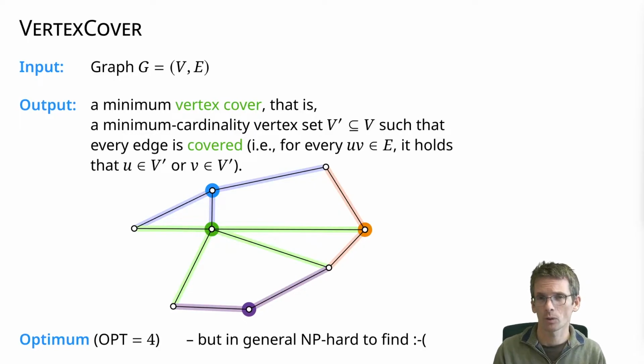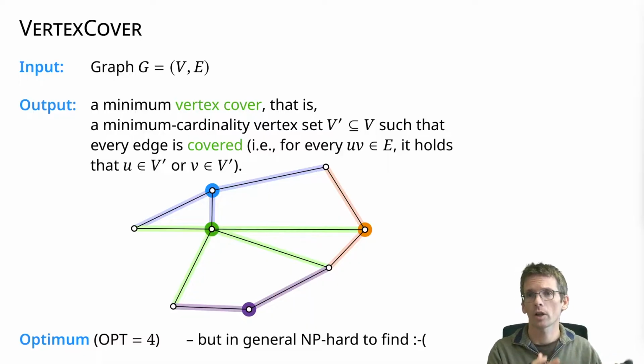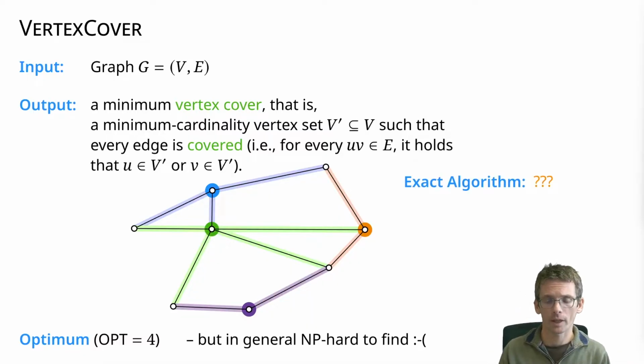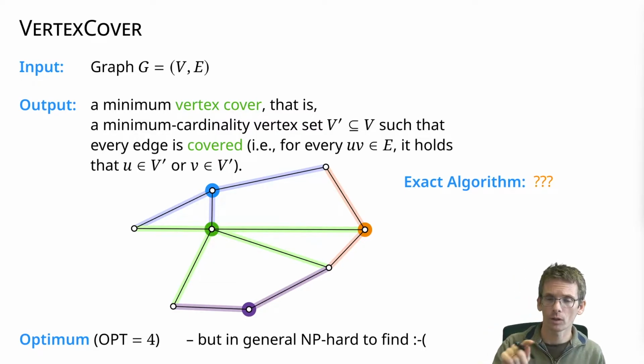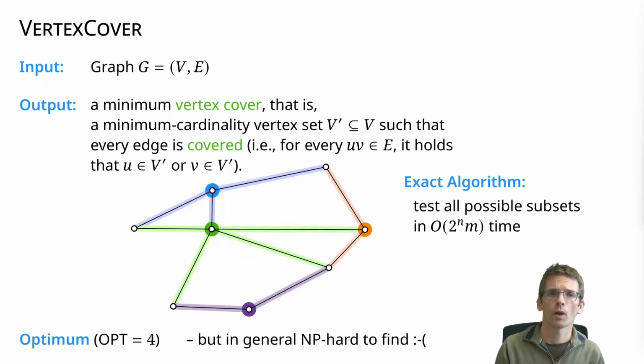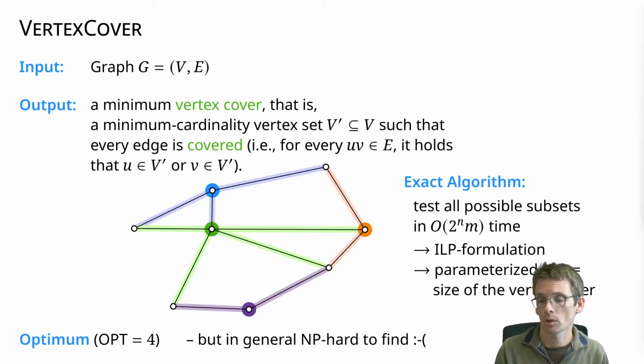In this example, that was not too difficult, but generally this is an NP-hard problem. So there's no hope that we can give an efficient algorithm that solves this problem efficiently in general. We can still think about exact algorithms. So there is a simple exact algorithm. We can simply test all subsets of vertices. If I have n vertices, I have 2 to the n subsets. For each subset, I can see whether, for each of the edges, whether it's covered. So that gives me a running time of 2 to the n times m. Noteworthy alternatives would be I can formulate this as an ILP and use an ILP solver. So if I really want to have an exact solution, that is a good option.